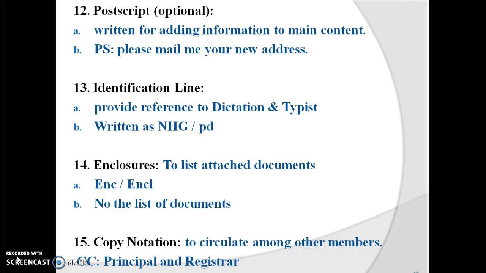So these are the different 15 elements of a business letter. We will discuss the format of a letter, that is, how to place these elements in our format, in the next video.